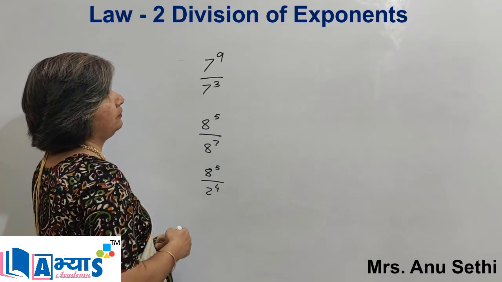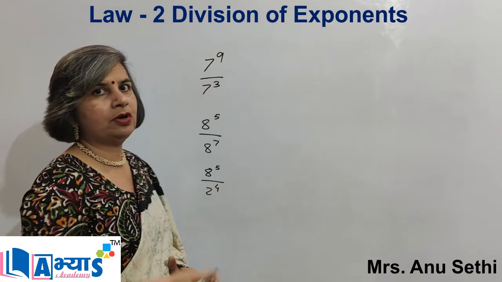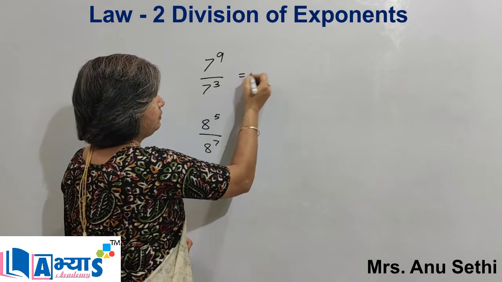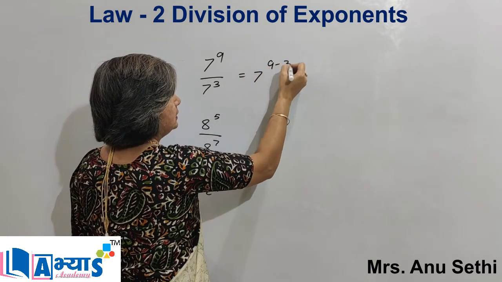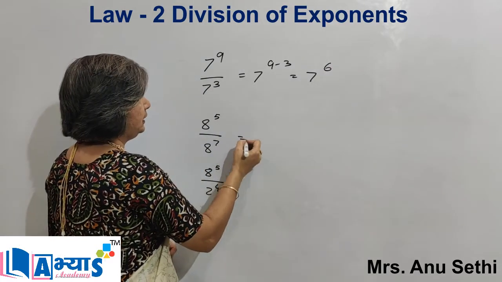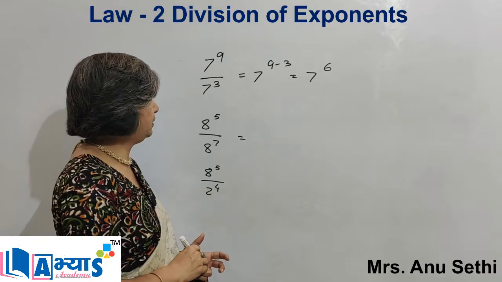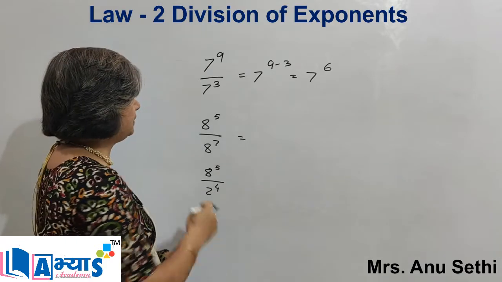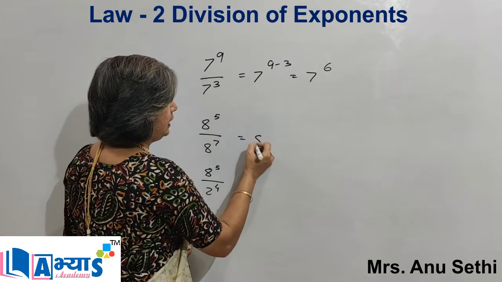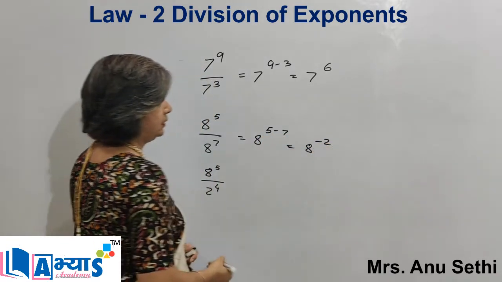For example, I have to solve 7 raised to power 9 divided by 7 raised to power 3. As they have the common base 7, it will be equal to 7 raised to power 9 minus 3, and I will get 7 raised to power 6. Similarly, in the second example, I have 8 raised to power 5 divided by 8 raised to power 7. Again, they have the same base 8, so it will be 5 minus 7. That means 8 raised to power minus 2.